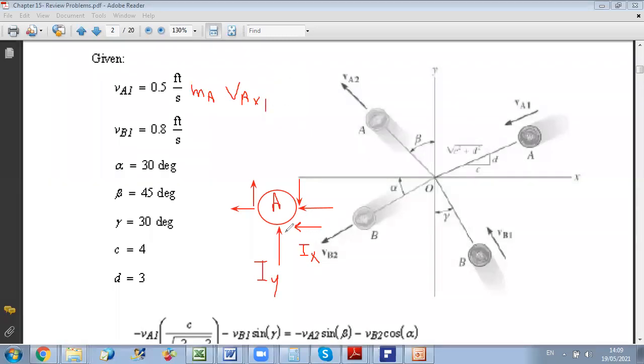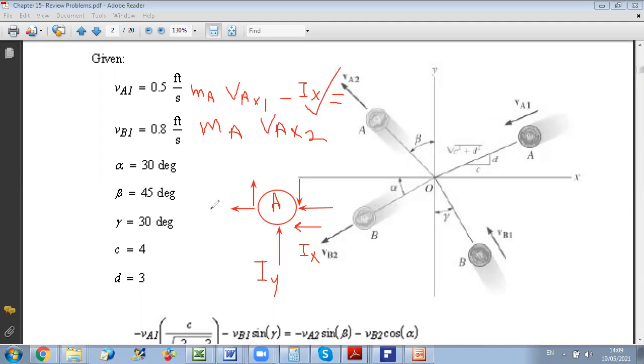هلا انا عامل assumption انه IX to the left، يعني بحط minus IX equals to MA times VAX at state 2. بما انه معي VAX1 و VAX2 I can calculate the impulse along X.